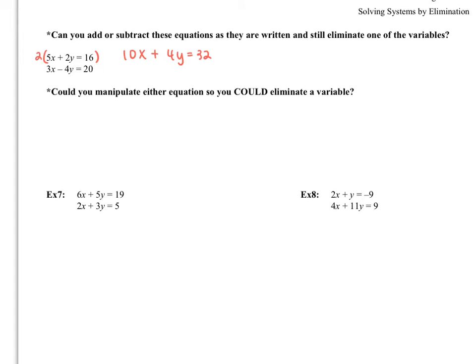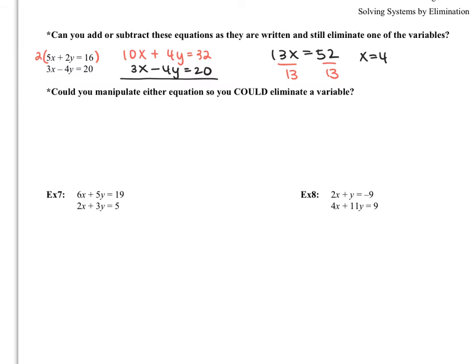My bottom equation I could keep as it is, 3x minus 4y equals 20, and now I'm able to add these two equations together to get my y terms to cancel. And so if I were to add them together, I would get 13x equals 52, because the y's have disappeared. Divide both sides by 13, and I would get x equals 4.